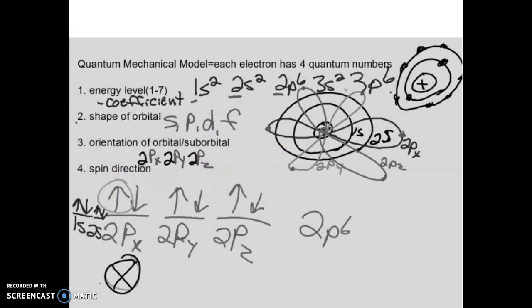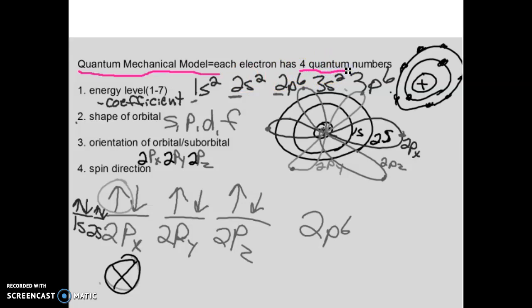First of all, I have to apologize. This is kind of a mess, but it's a PDF, so I can't erase it. So the quantum mechanical model, and we mentioned this a little bit before we started this whole process, says each electron has 4 quantum numbers.